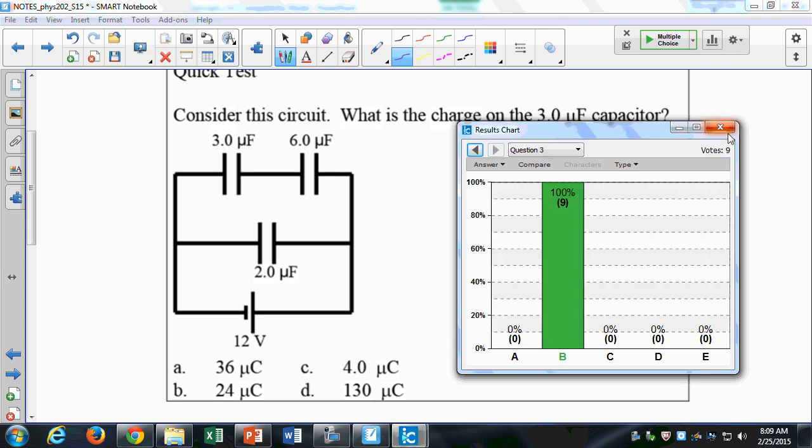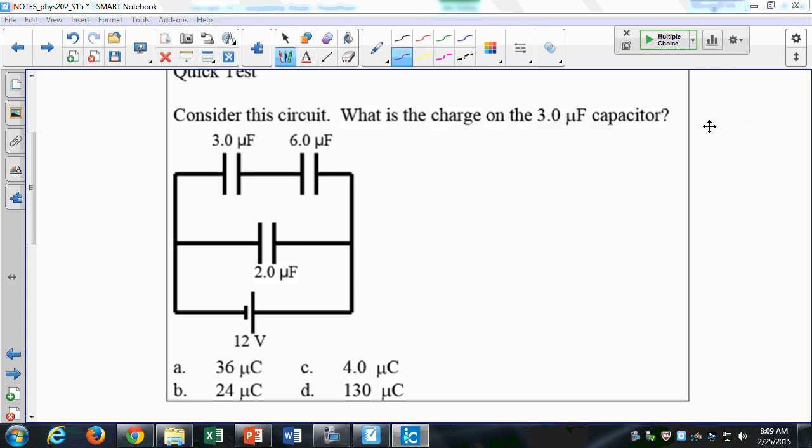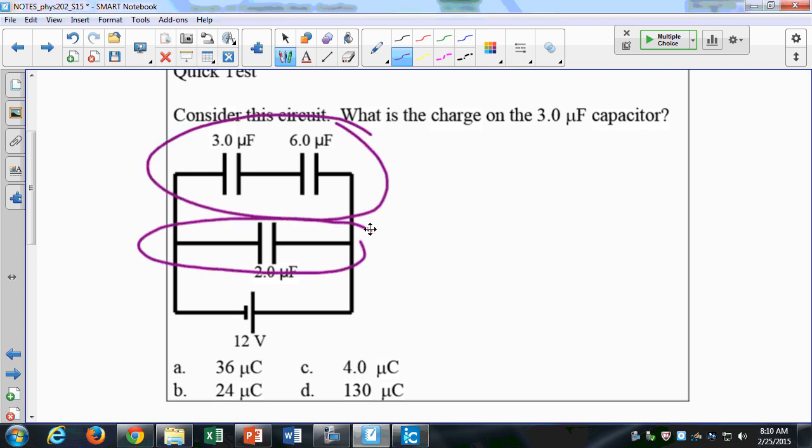Okay, that's really good, but you need to be able to do it more quickly than that. 4 minutes is way too long to spend on that, but with practice it will come. All right, we can look at this pretty easily and say, well, these two branches are in parallel, so each of them is going to have 12 volts and 12 volts. And then you could approach it in a couple different ways. You could say, well, a 3 and a 6 microfarad capacitor, they're going to have a distribution of voltage.